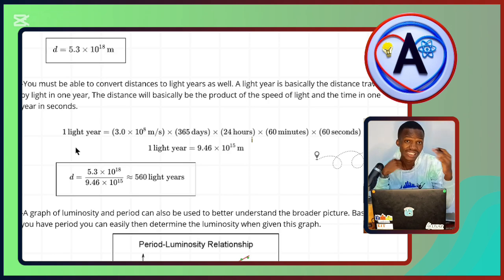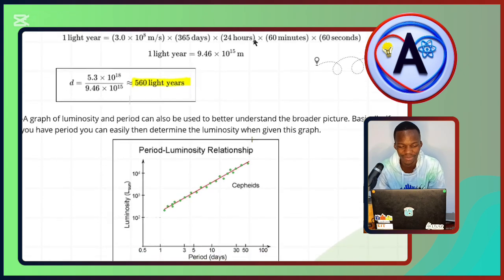So essentially, if you just know the speed of light, you can calculate what 1 light year is, and you don't need to cram this. So that distance, using that calculation below, will basically be 560 light years. It's a very, very important calculation that you must be able to do.